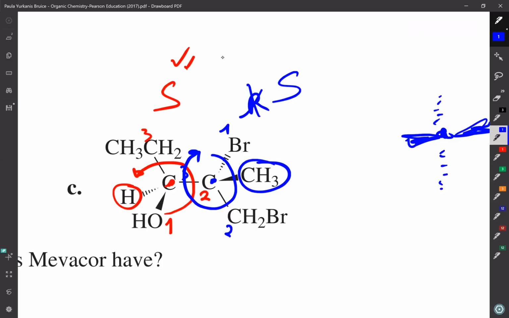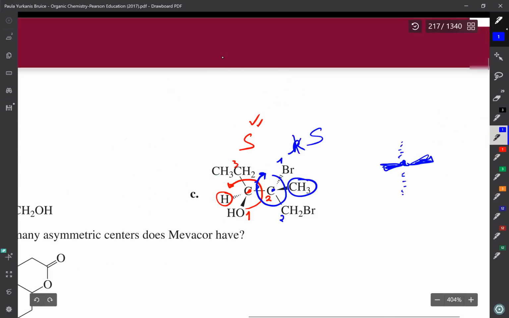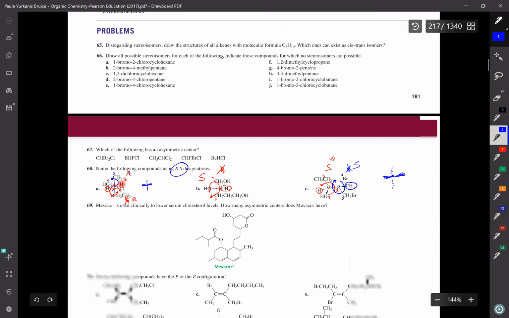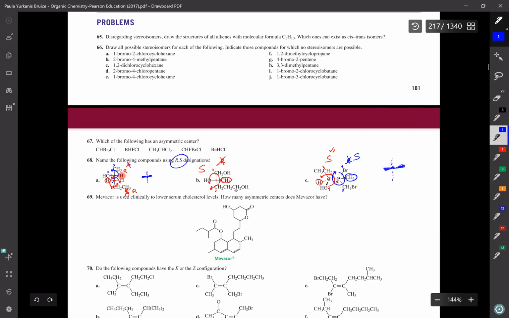That's how you have to determine the absolute configuration, the R and S. So that's one thing I expect you guys to be able to do.